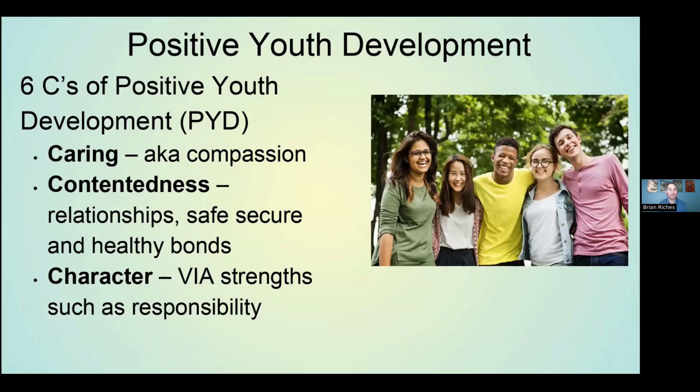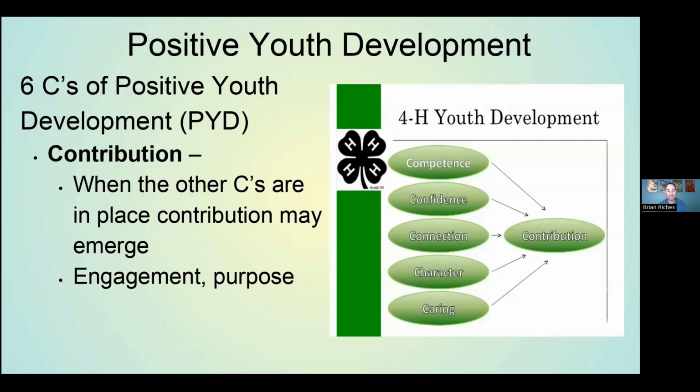Caring with people or compassion, that you are a caring person. Connectedness or having relationships with other people, having safe and secure bonds, and then character. So like those VIA character strengths and having those characteristics. That is character. If you have all of those C's, you might have this other C, contribution. So we see when young people, a lot of this research has been done in adolescence and late childhood, when we see competence, confidence, connection, character, and caring, oftentimes these young people are also contributing to their environment.